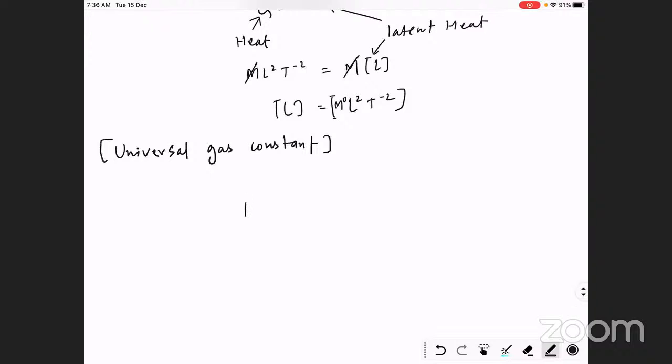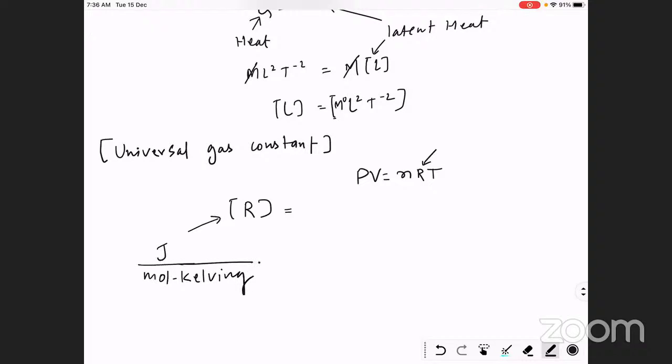What is the unit of R? Do you remember PV = nRT? This R, what is its unit? Anyone remember? Its unit is joule per mole per Kelvin, because P into V has the unit of joule. Pressure into volume has the unit of joule. Could you understand that?